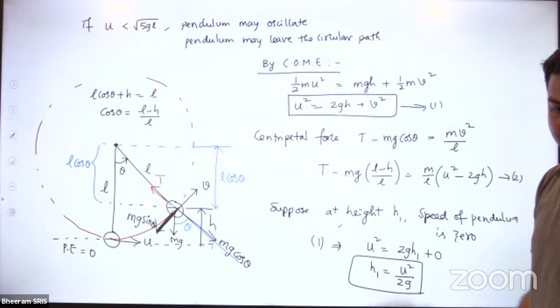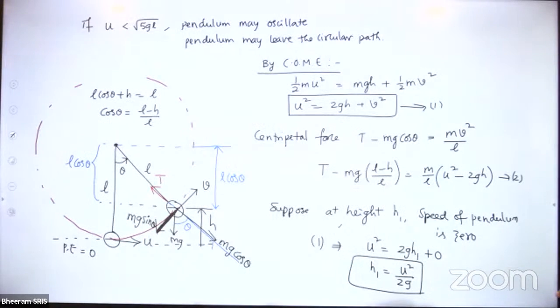Okay, Najay completed. Remaining people also completed. All of you understood this cos theta logic, L minus H by L? See the triangle and check L minus H by L. Okay, Bhavna, good.